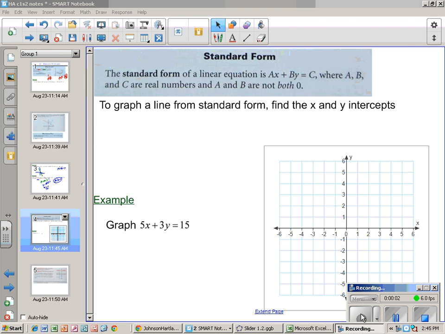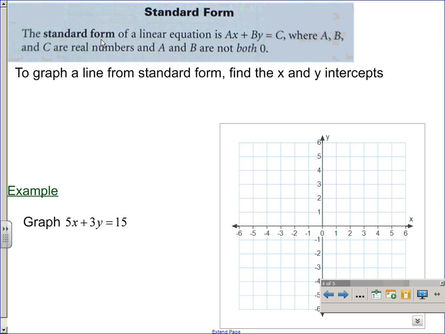Hi, these are the notes that we didn't finish yesterday. This is section 1.2. You should have already copied the standard form part here.